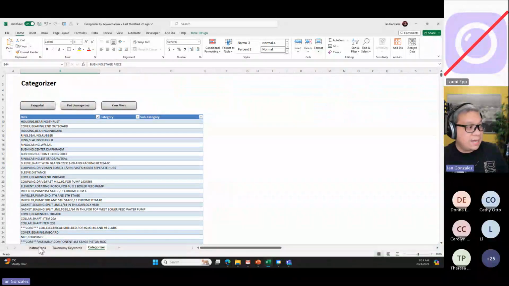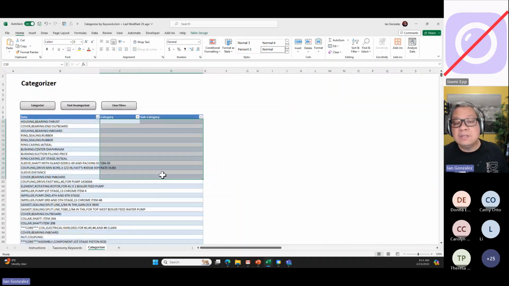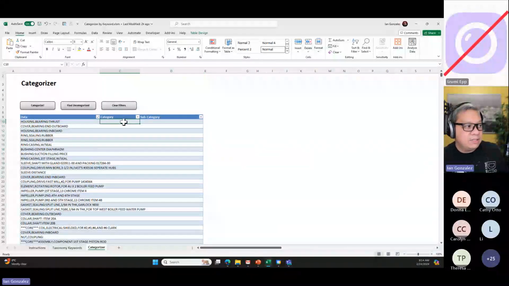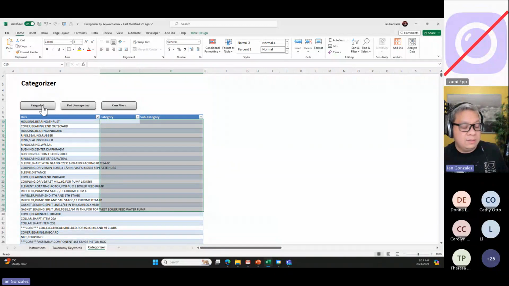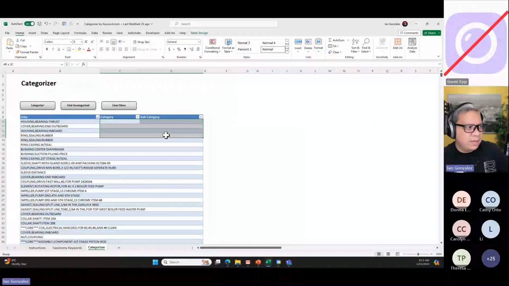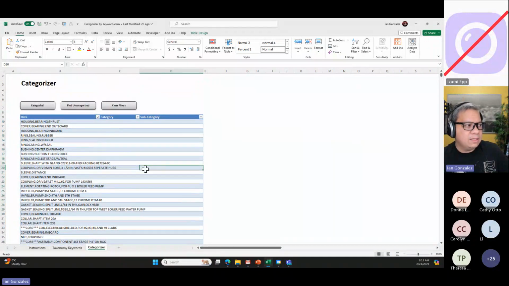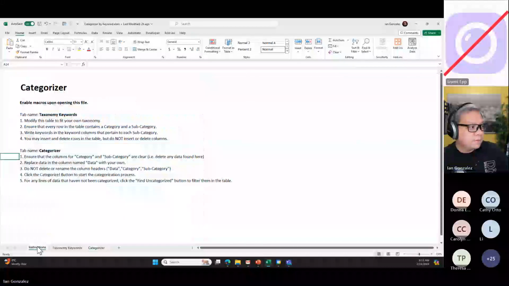Let's read the instructions for categorizer. Number 1. Ensure that the columns for category and subcategory are clear. All right, so delete any data from here. So always run this on a clean sheet. If this has already been populated, don't hit the categorize again. I mean, you could, but you're going to get confused. So you always start with the category and subcategory columns blank. Okay, just highlight, right click, delete them.